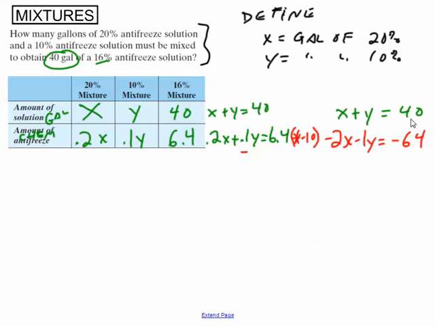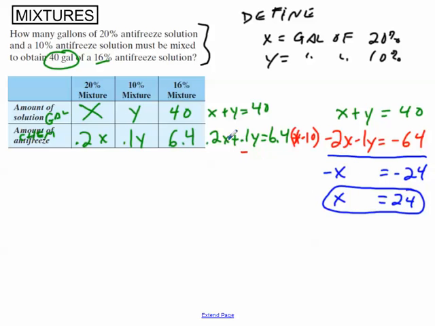And now if we add things up, we get plus 1 minus 2 is negative 1x equals 40 plus negative 64 is negative 24. So therefore, if you divide by negative 1, x equals 24. And that's what we'd start with. X is 24. Therefore, we can go back up here and say, well, x plus y is 40. So subtract 24 from each side to get y equals 16. 24 plus 16 gives me 40.